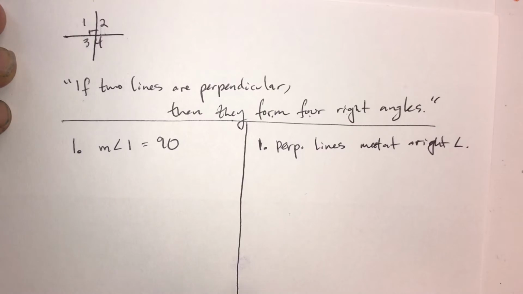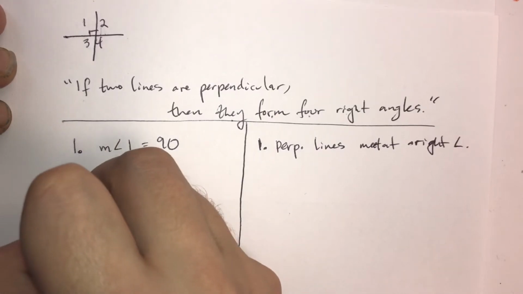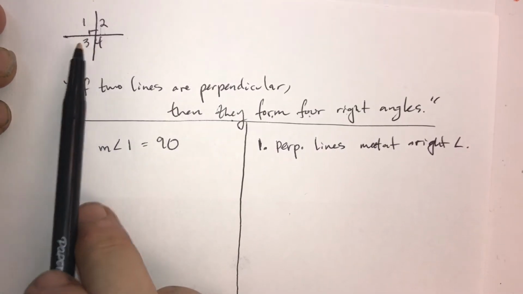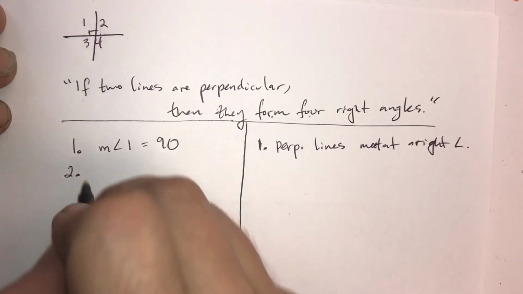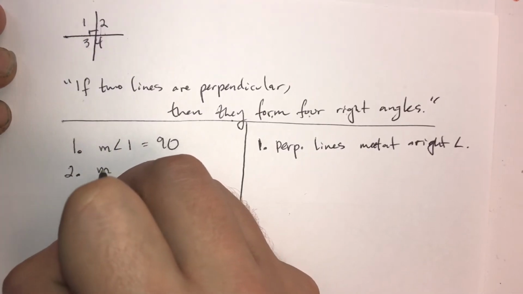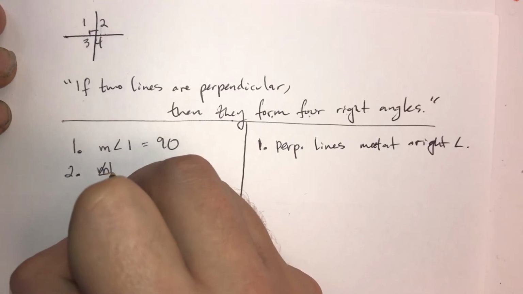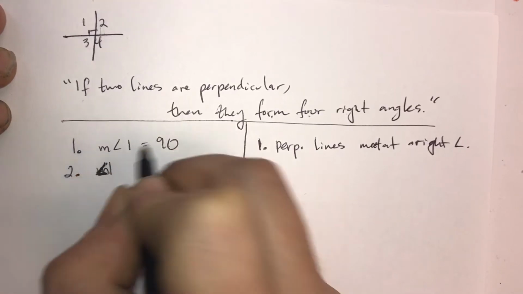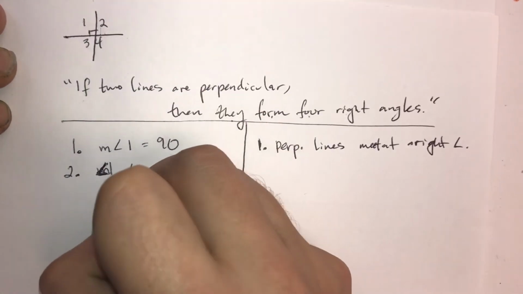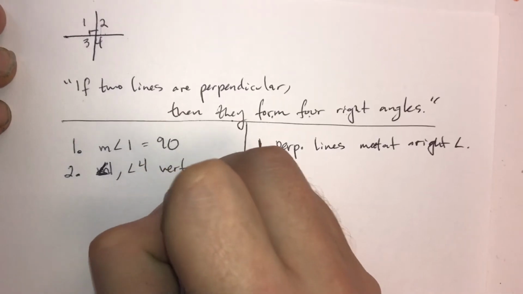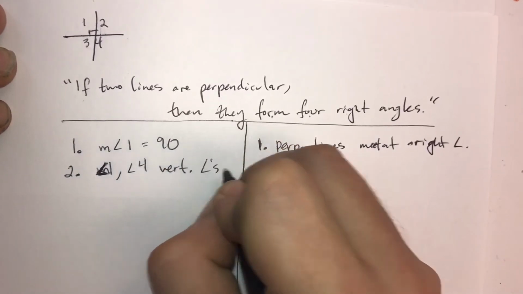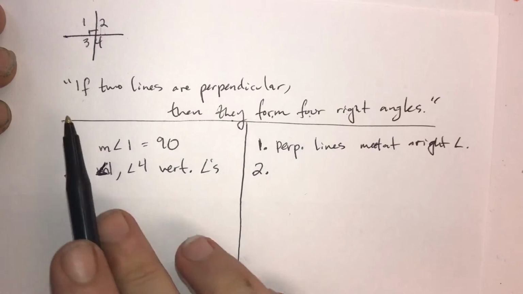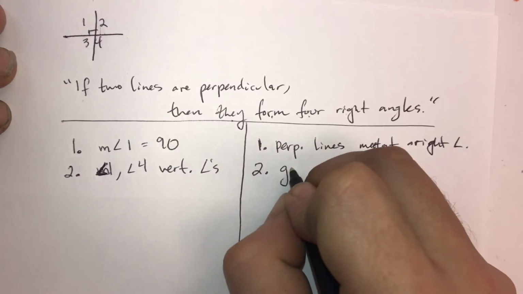All right. Number 2. Notice that angle 1 and angle 4 are congruent. So I'm going to write actually angle 1, and when I say congruent, I shouldn't have said congruent. I should have said vertical angles. Angle 1, angle 4 are vertical angles. How do we know that? Well, it's given in the diagram.